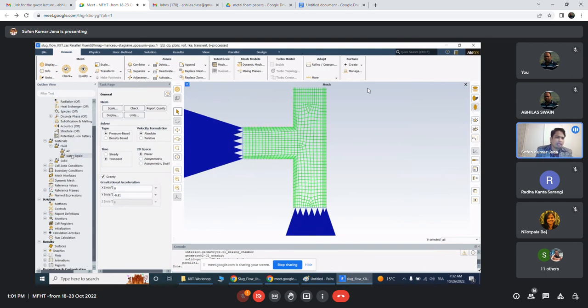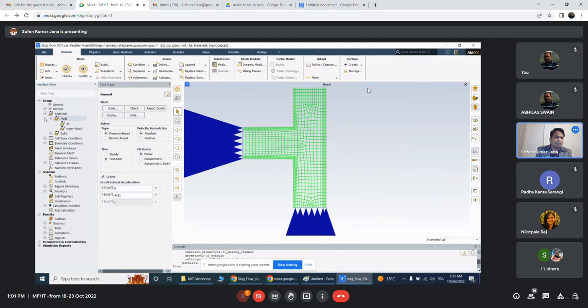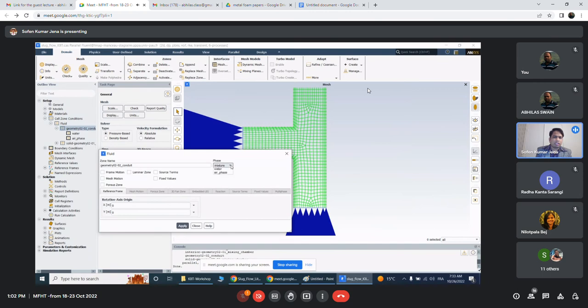Okay. Then the next thing is the cell zone condition. Go to the cell zone condition. So now see, I have two things. One is the conduit geometry, one is the mixture. Okay. So if you see over here, they are both representing the mixture. They are not in a particular phase zone, phase one or phase two, they represent the mixture zone.